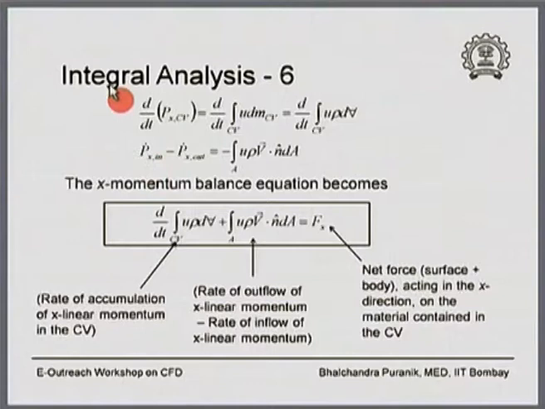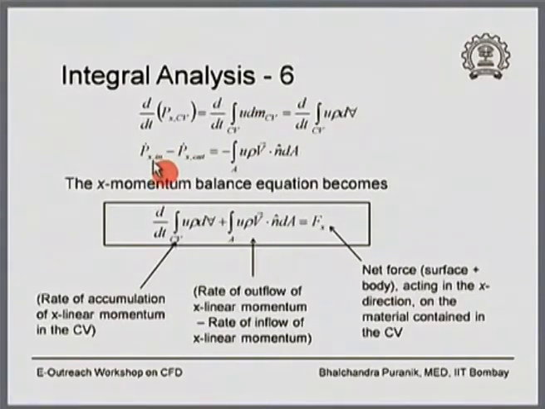Right here. So the top two equations, which were written for the accumulation of linear momentum in the x direction within the control volume, have been written as the time derivative of the linear momentum associated with an elemental mass within the control volume. So dm is the elemental mass within the control volume. Multiply that by the x direction velocity, and that gives you the elemental x direction linear momentum, and then you integrate that over the entire control volume and you get the linear momentum contained within the control volume.